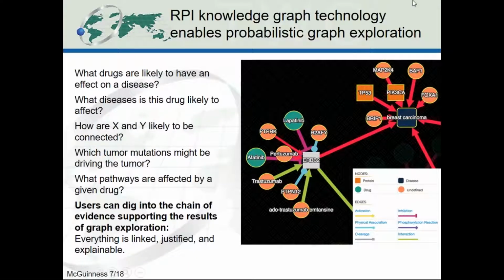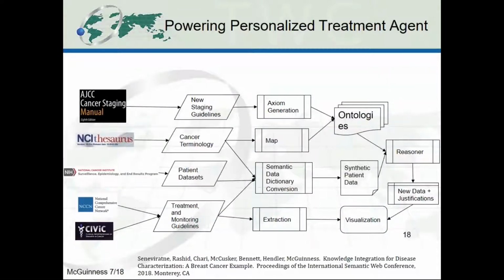And this can support things like what drugs are likely to have an impact on this disease, how X and Y are likely to be connected. This was in the setting of our cancer work, but now we're doing it in the setting of some diabetes work. And it powered a personalized treatment agent that we've got a paper on that will be in the International Semantic Web Conference in October.